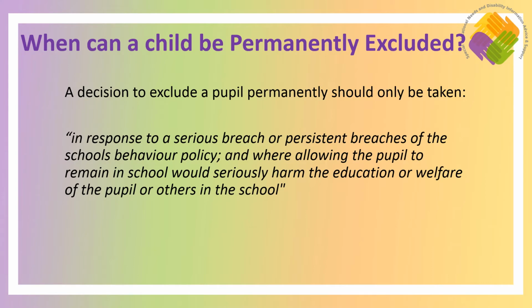So when can a child be permanently excluded? A decision to exclude a pupil permanently should only be taken in response to a serious breach or persistent breaches of the school's behaviour policy, and where allowing the pupil to remain in school would seriously harm the educational welfare of the pupil or others in the school. So it's quite a high bar that the head teacher would have to prove.